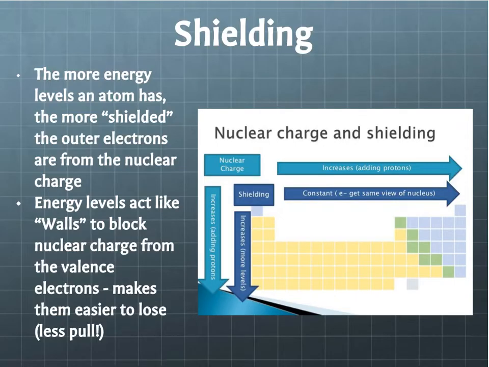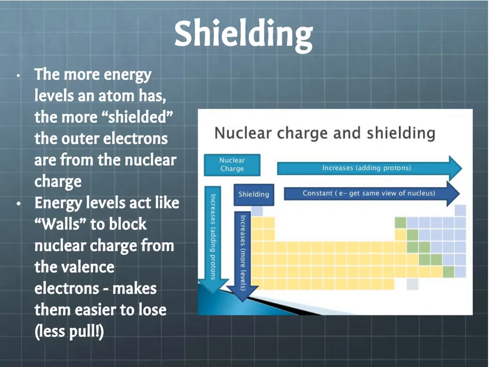So the more energy levels you have, the more interior electrons you have, and those interior electrons are what are blocking the attraction from the nucleus to the valence electrons. If that attraction is lowered, then it's easier for electrons to leave an atom because there's not as much holding it onto the atom.